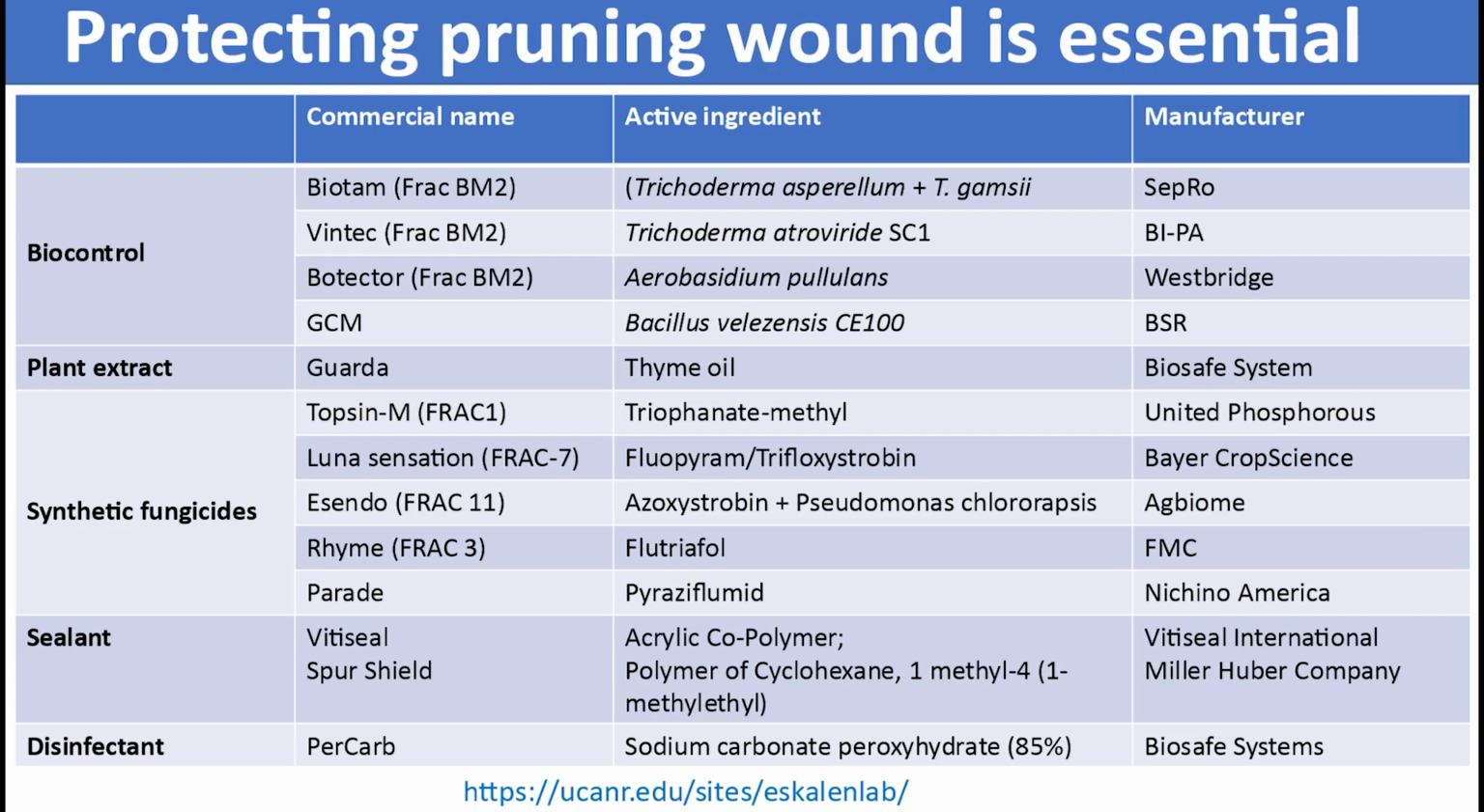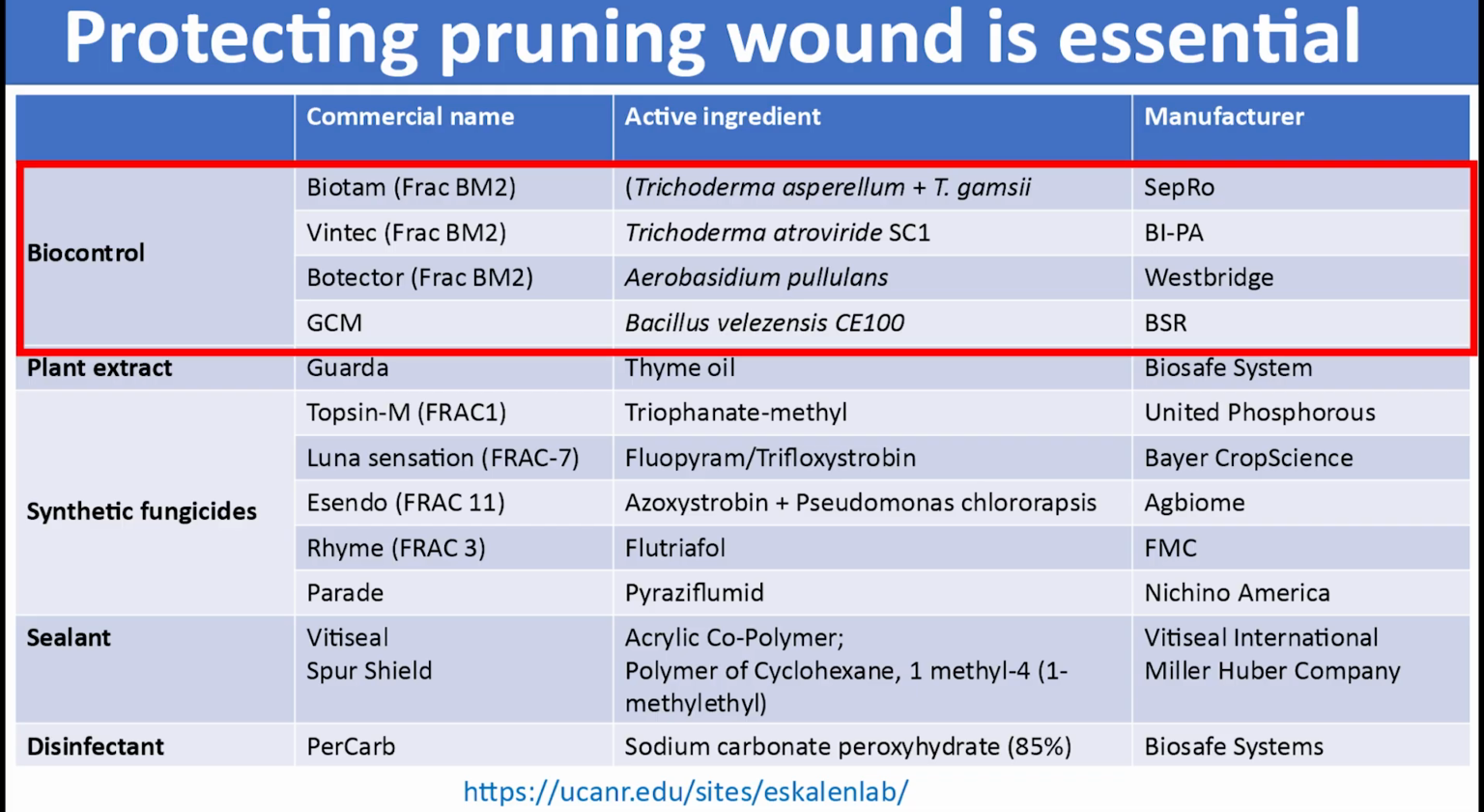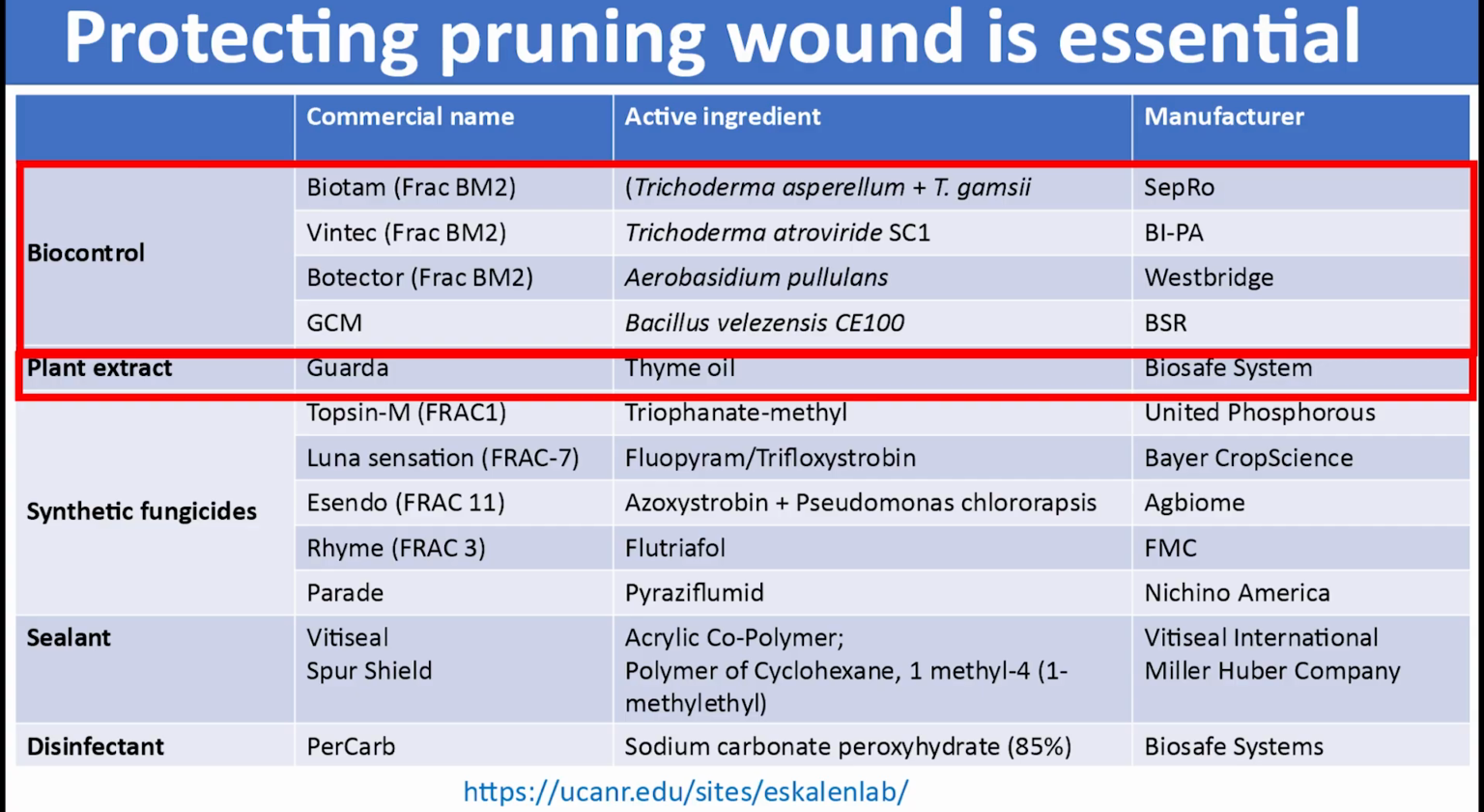In summary, from all these years of experiments, we now have alternative biocontrol agents, including a number of Trichoderma species, one beneficial Aureobasidium species, and Bacillus velezensis, a beneficial bacterium, which are working to prevent pruning wound infection. They are a more sustainable way, which I'm going to show you why. We also tried a plant extract based on thyme oil. It also works and prevents infection.